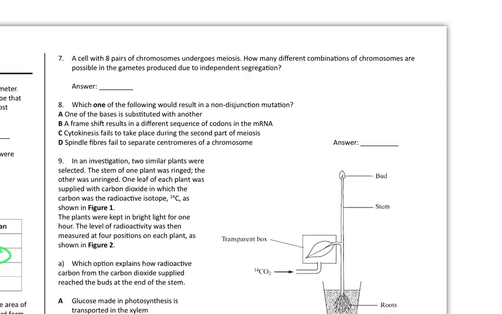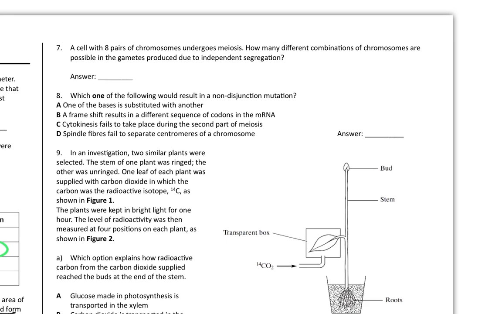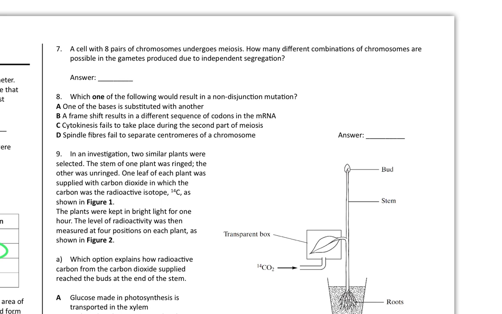Number 7. So one of you had 7 pairs of chromosomes. This one's 8, and it's always 2 to the power of the number of chromosome pairs. So if I've got 8 pairs of chromosomes, it's 2 to the power 8. And 2 to the power 8 equals 256.